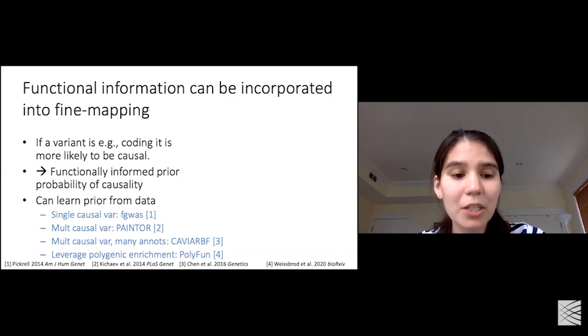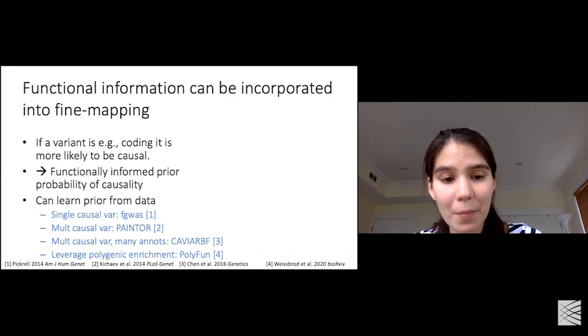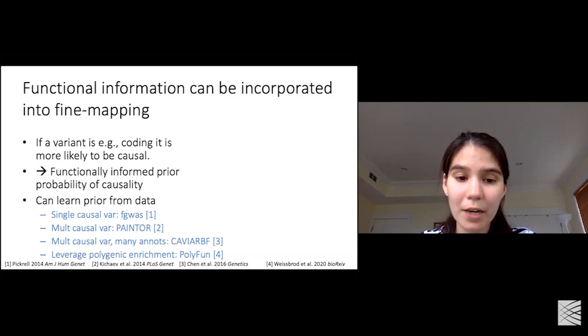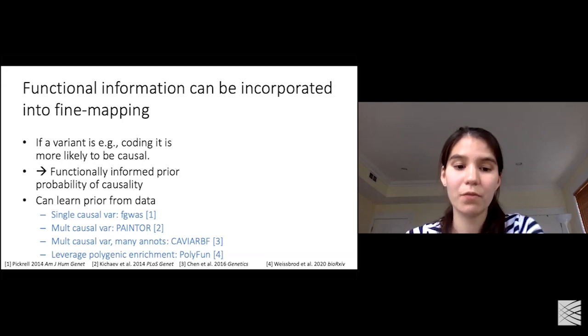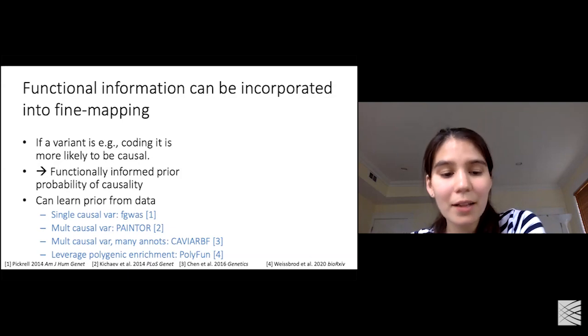FGWAS is a functionally informed single causal variant fine mapping method, and PAINTOR allows for functionally informed fine mapping with multiple causal variants. Then CAVIAR BF allows for many annotations in a multiple causal variant framework. And most recently, PolyFun leverages polygenic enrichment by leveraging stratified LD score regression.